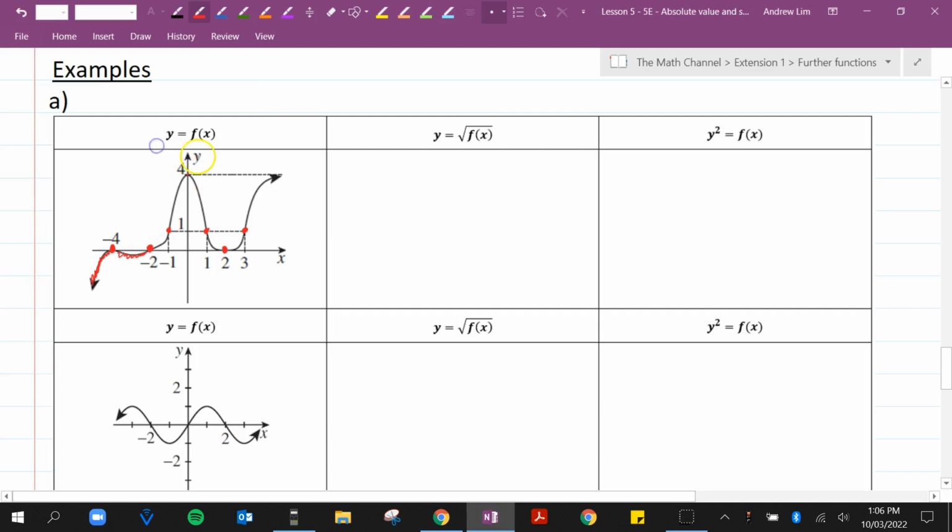At this point here, we've got 4. Square root of 4 is just 2. So if I were to put that in here, it's going to go through there. We've got an asymptote at y equals 4, so this is going to be an asymptote at y equals 2, because the square root of 4 is 2.